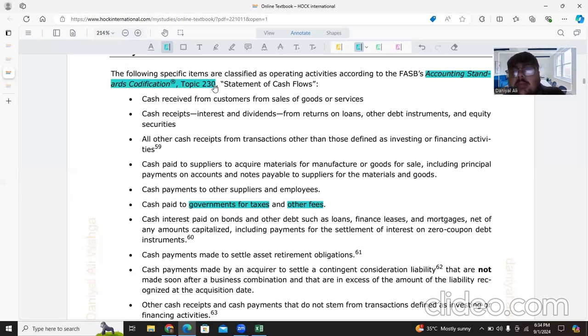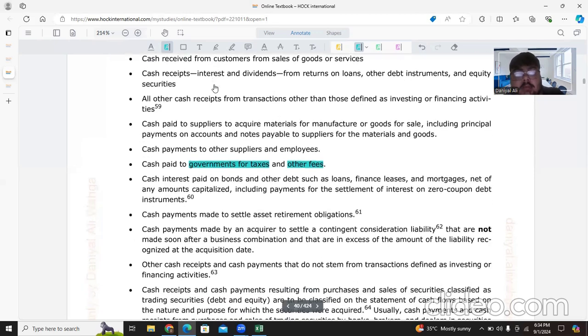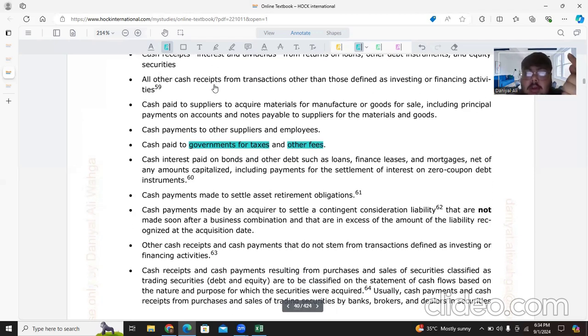ASC 230 explains that this is a list of items which should be reported in your operating activities. Very interestingly, you're going to report your interest, your taxes, other taxes or other fees of a government, your cash payments to suppliers for your manufacturing materials, cash payments to suppliers on your notes payable, etc. All of these are line items for your operating activities. The format which I showed you earlier was being discussed under IAS 7. So you can see that there are some similarities, but there are very much differences as well. You need to understand that difference.